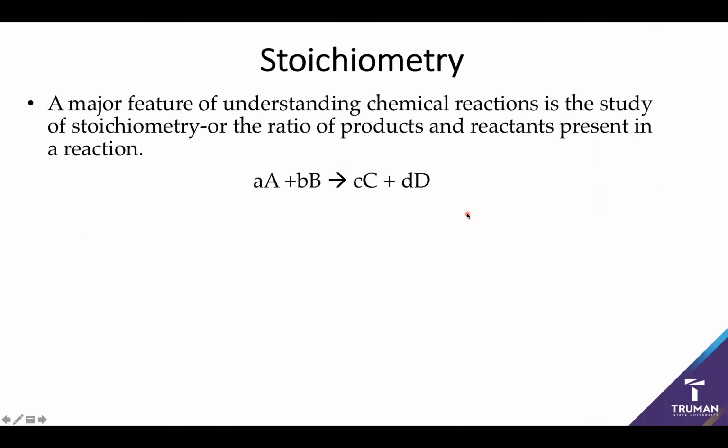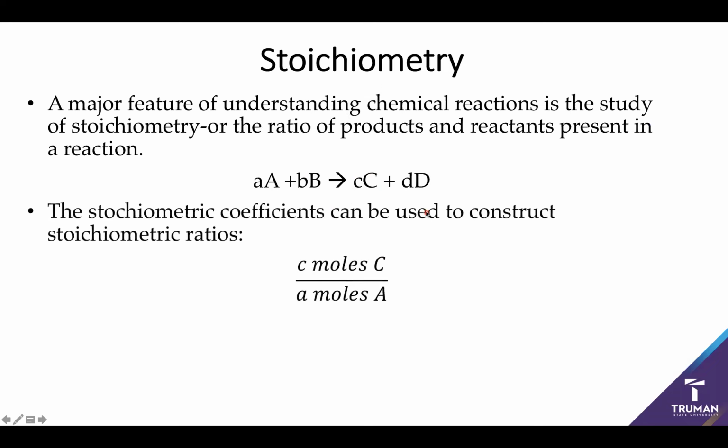So again, one of the big parts about chemical reactivity is we have a general chemical reaction, and we need to relate how much reactant I fed in and how much product I produced, looking at the ratio of these two. So one of the big parts of chemical reactions is looking at these stoichiometric coefficients and that stoichiometric ratio. So if I have A moles of A, how many moles of C did I produce? And this ratio is defined by the chemical reaction and our stoichiometric coefficients, in this case, lowercase a and c.